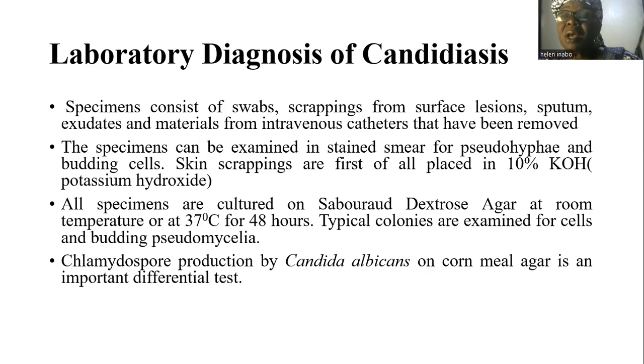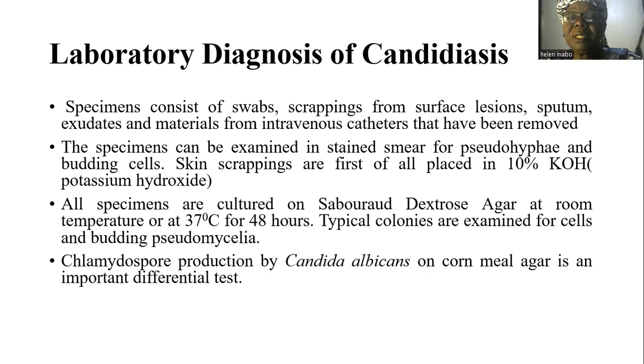Laboratory diagnosis of candidiasis. Specimens consist of swabs, scrapings from surface lesions, exudates, and materials from intravenous catheters that have been removed. The specimens can be examined in stained smear for pseudohyphae and budding cells. Skin scrapings are first of all placed in 10% potassium hydroxide.